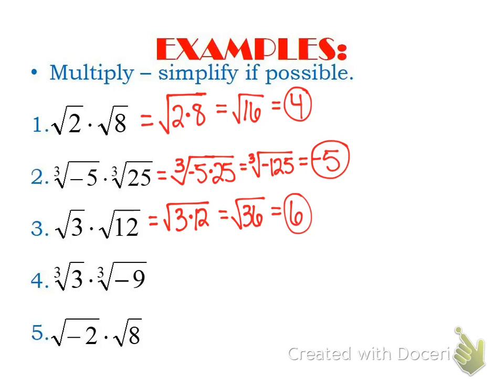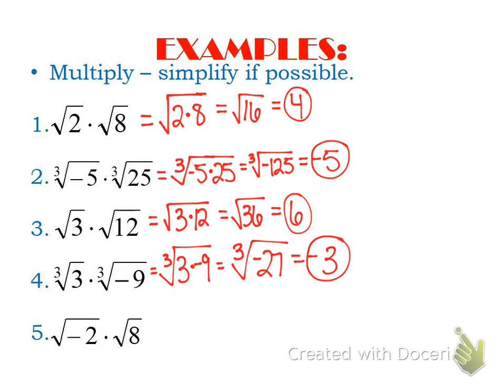On number 4, the cube root of... Good. 3 times negative 9 becomes negative 27. The cube root of negative 27 is negative 3. Remember, we can take odd roots of negative numbers without a problem.